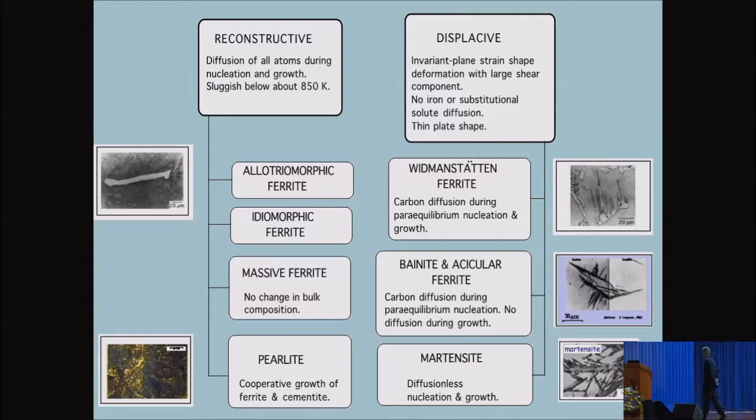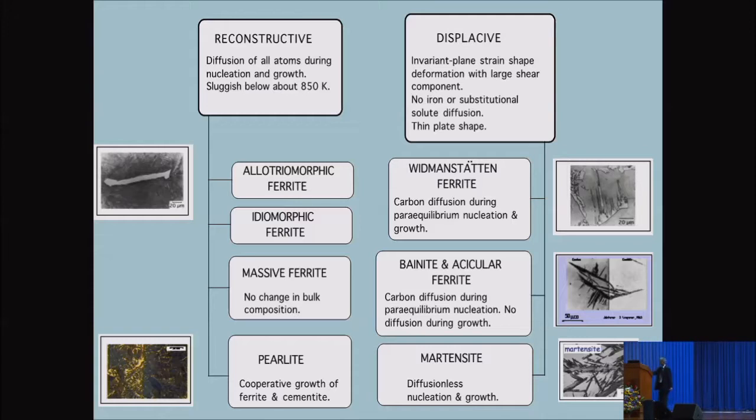Well, this is a simplified slide showing the major phase transformations that occur in steels. On the left-hand side, you've got what we call the reconstructive transformations, where there's a lot of diffusion. And when diffusion happens, that's almost like fluid flow, and therefore you don't get any transformation strains. That means a strain caused by transformation.